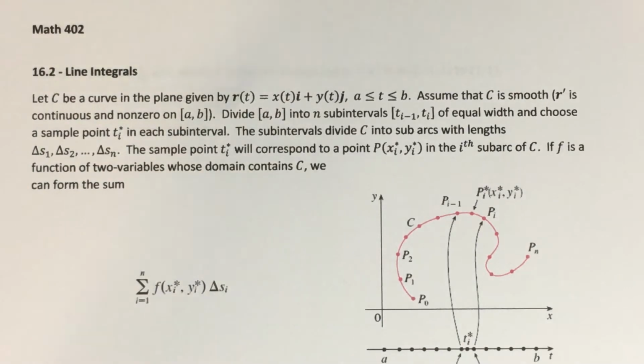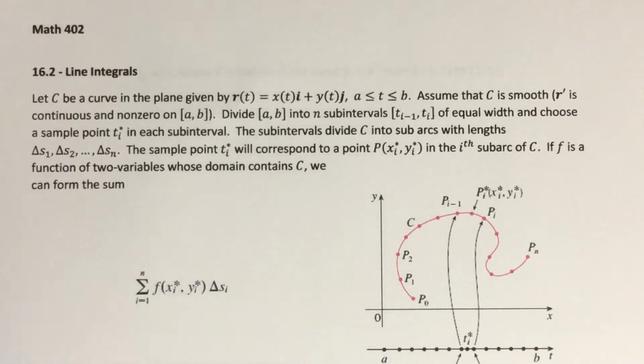So to motivate this idea, I want to think about what an integral really is. When you first learn about integrals at the end of Calculus 1, you talk about how a definite integral represents an area under a curve. In particular, an area between a curve and the x-axis over some interval AB.